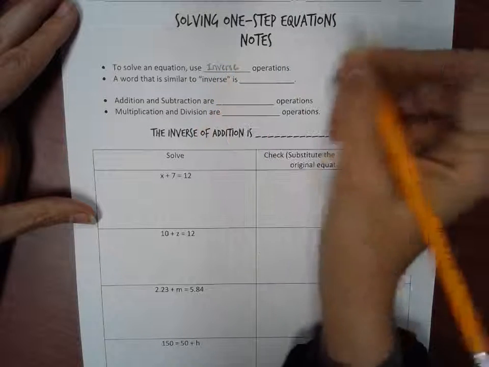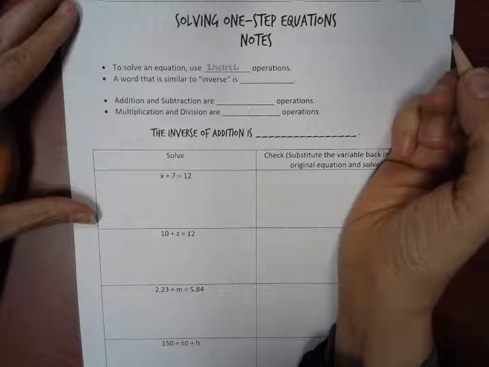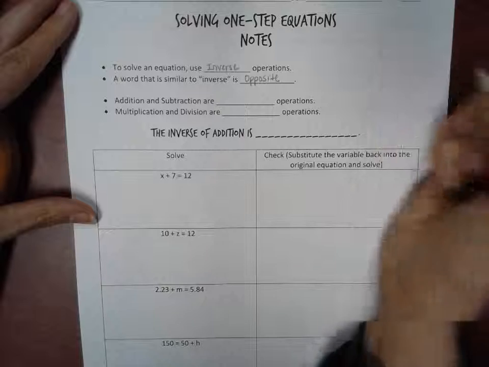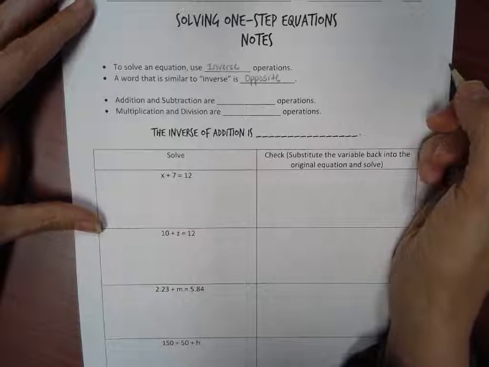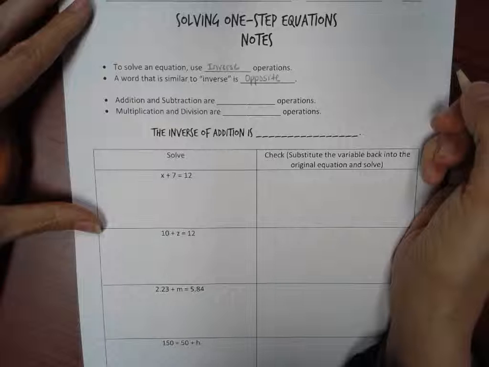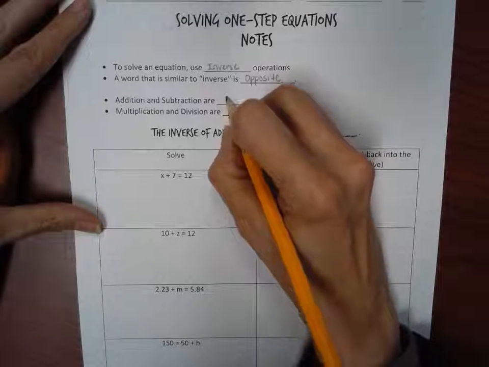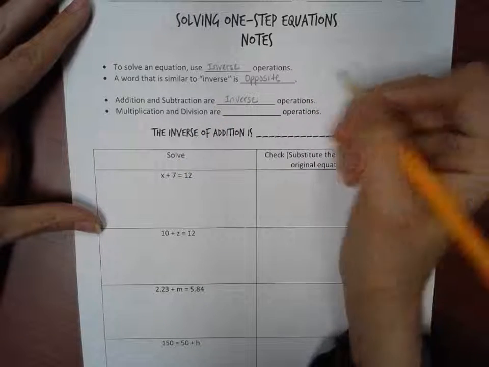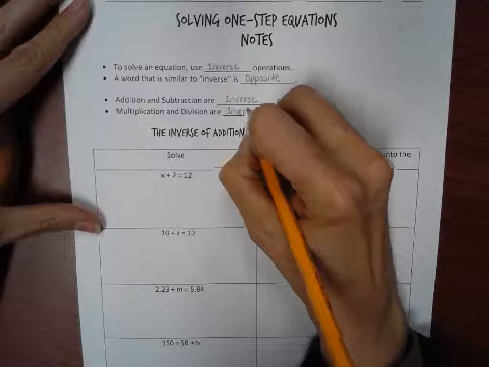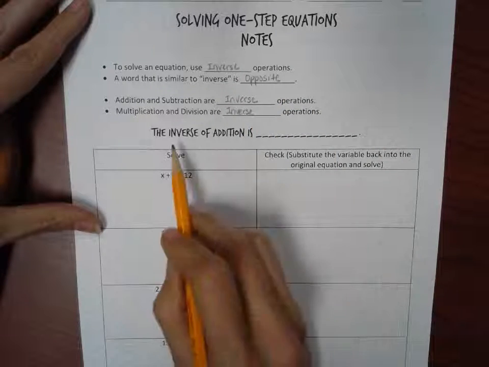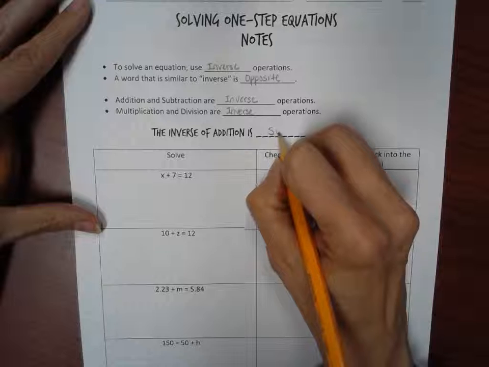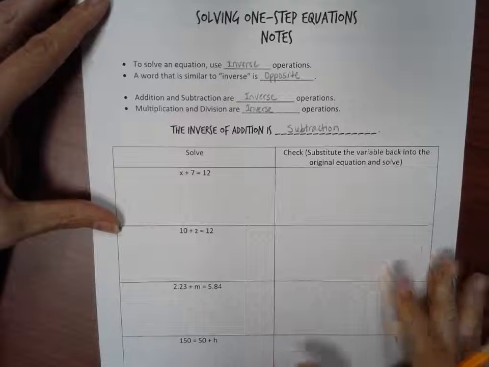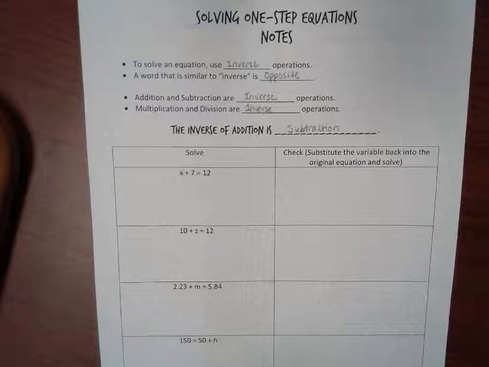You've probably heard of that property before. The word inverse is similar to the word opposite. So we're always going to be doing the opposite of whatever they're telling us to do in the problem. Addition and subtraction are inverse functions. That means that they are the opposite of each other, and likewise multiplication and division are also inverses of each other. The inverse of addition is, you would guess it, subtraction. So everywhere we see addition, we're going to undo it and perform subtraction.